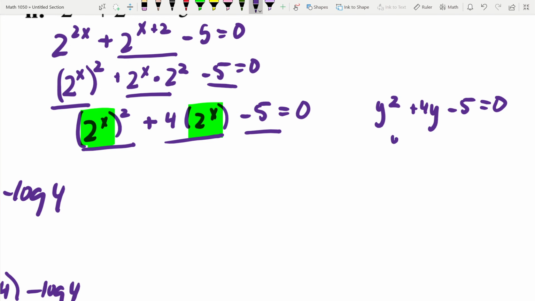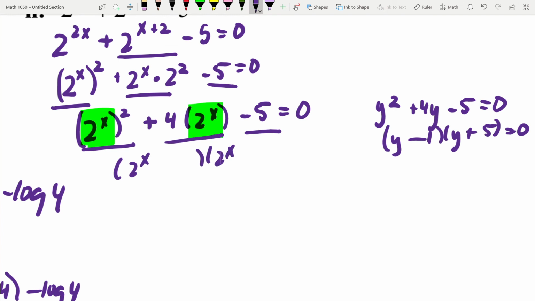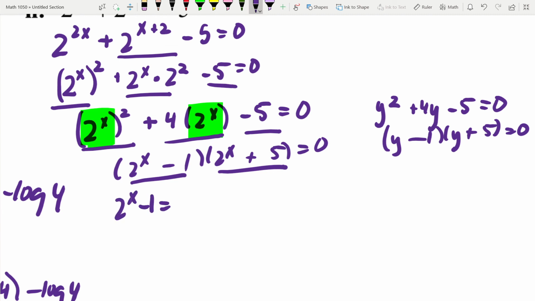Now look over here at this guy. If I were factoring, it would be y and y, 5 and 1, plus and minus, like that. So I'm going to do the exact same thing over here, but instead of a y, it's a 2 to the x. So it's going to go to a 2 to the x and a 2 to the x. The 5's going to go to a 5 and a 1. Biggest is a positive. Looks like that. Okay? Now this times this is a 0. One of those needs to be a 0. So 2 to the x minus 1 equals 0, or 2 to the x plus 5 is equal to 0.